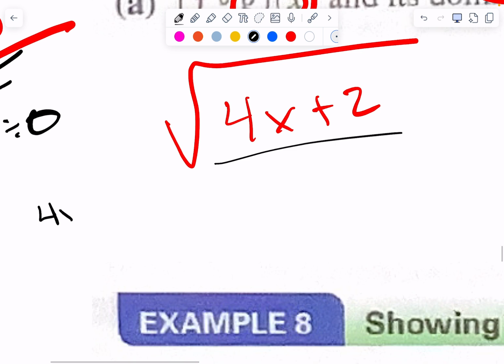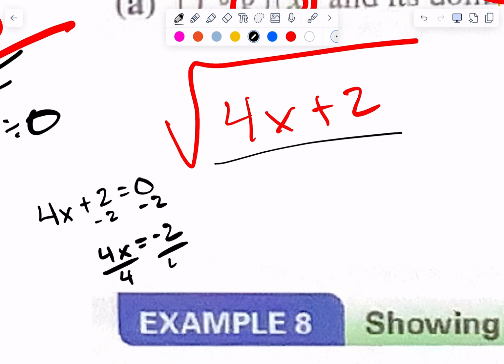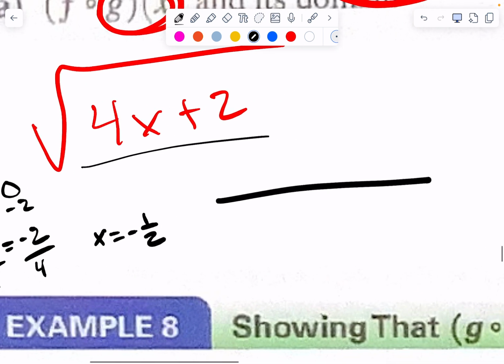First things first, I set that thing equal to 0. If I set 4x plus 2 equal to 0, right, and I subtract 2, 4x equals negative 2, and I divide by 4, it will be negative 1/2, right? Okay, so negative 1/2 is my split. I'm going to go over here to like negative 1, and I'm going to go over here to 0.